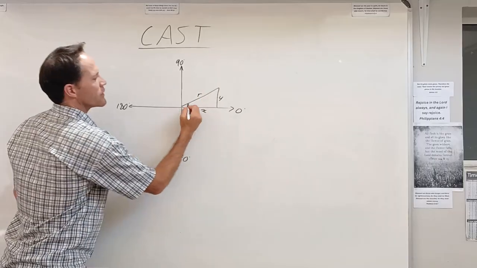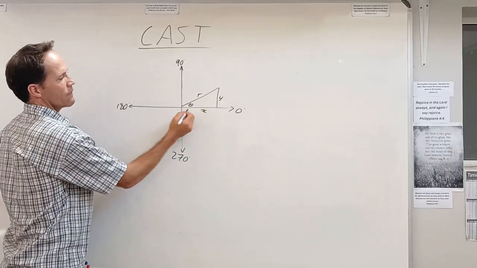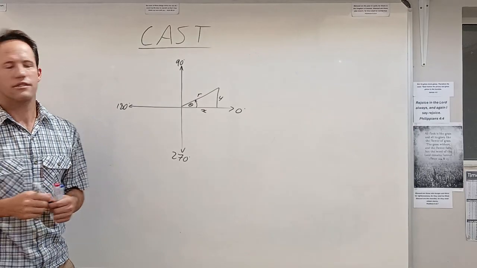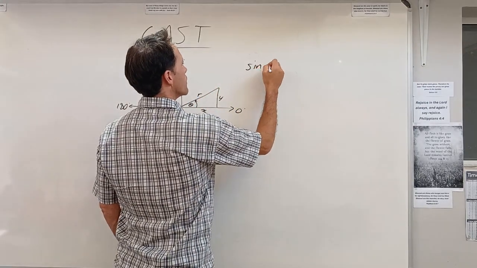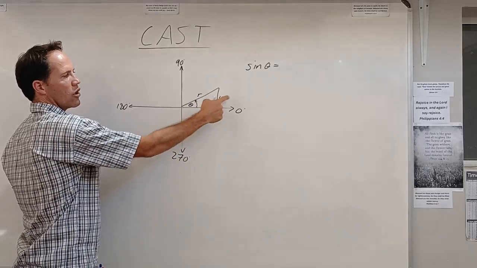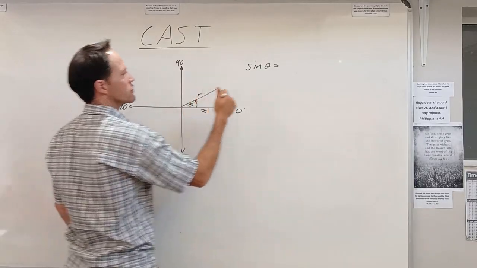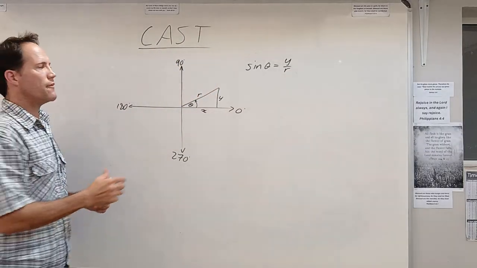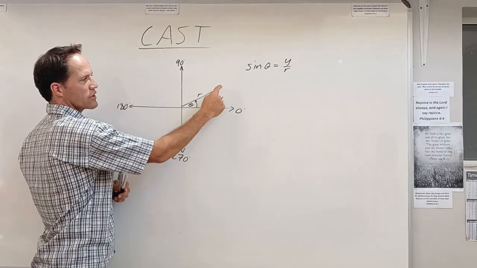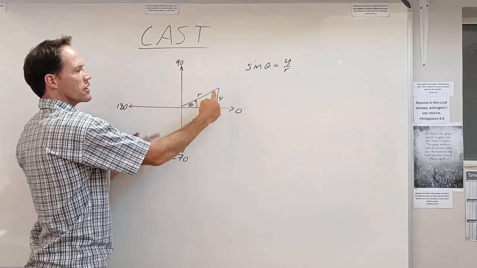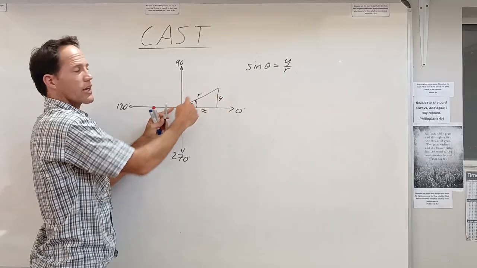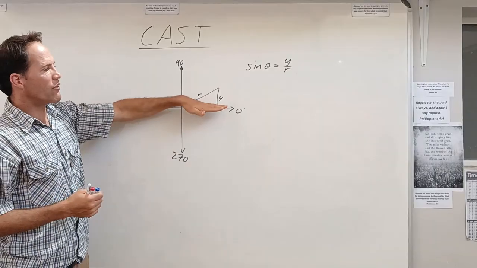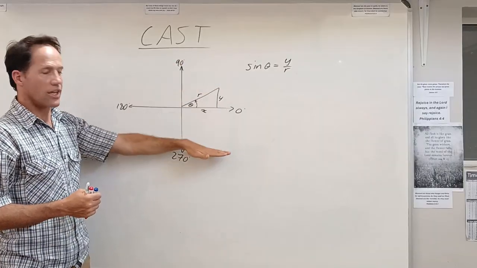Now think about it, if theta is the angle over there, this is theta. Then sine theta would be opposite over hypotenuse, y over r. Obviously, if you're in the first quadrant, y is positive, because you're going up. R is positive because r, the radius, is a distance. But y, because it's on the Cartesian plane, the y values when you go up are positive, the y values when you go down are negative.